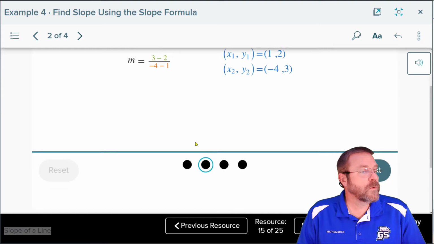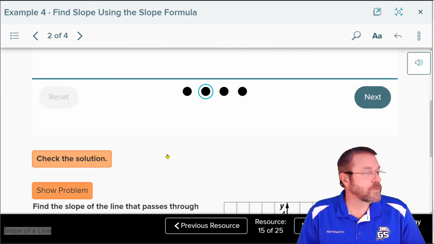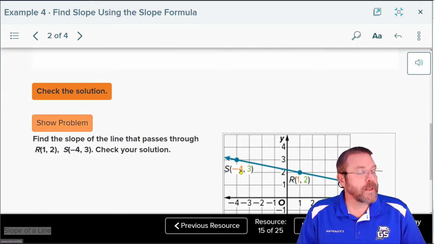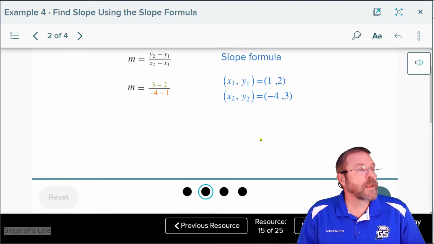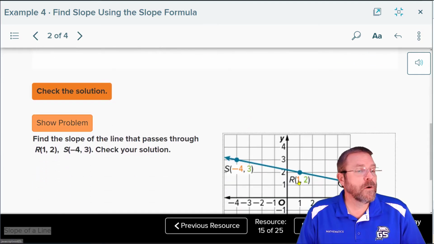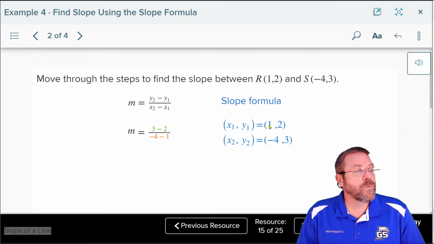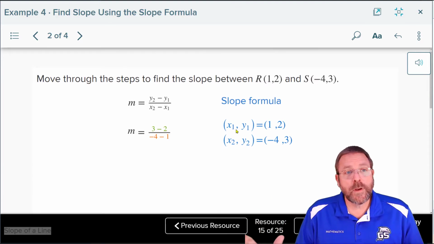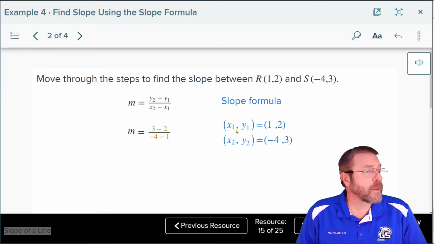Now, let's take a look at what they did to see if it'll show us the original problem. They have point S is negative 4, 3, and you can see that they've called negative 4, 3 point 2. Point R was going to be 1, 2, and you can see they've called 1, 2 point 1. If you did it the other way around, you still get the same answer.